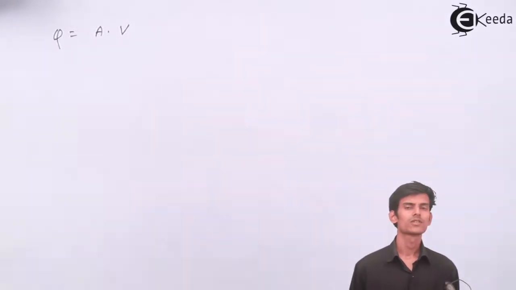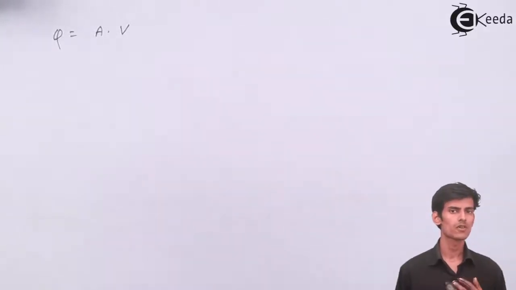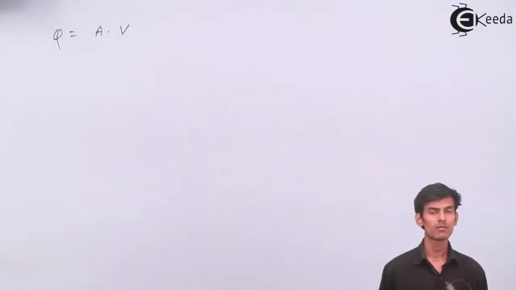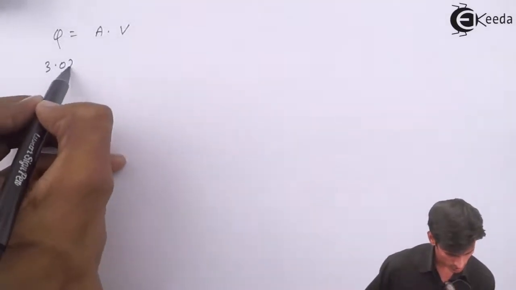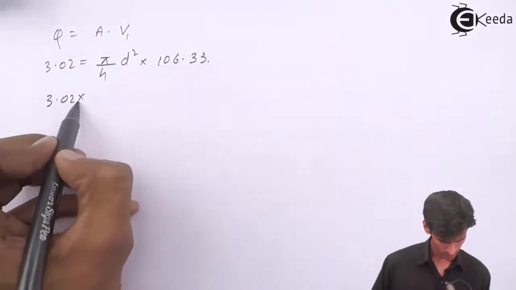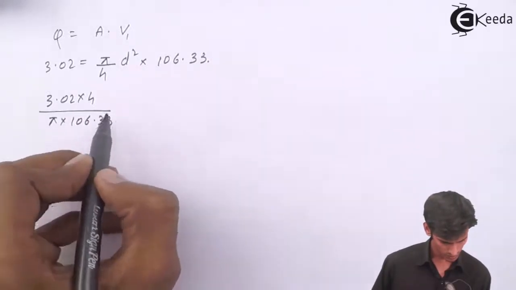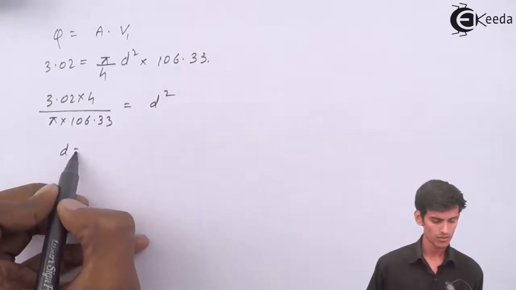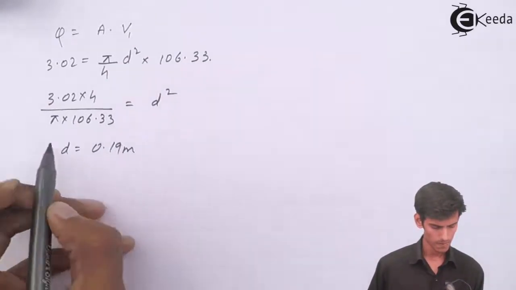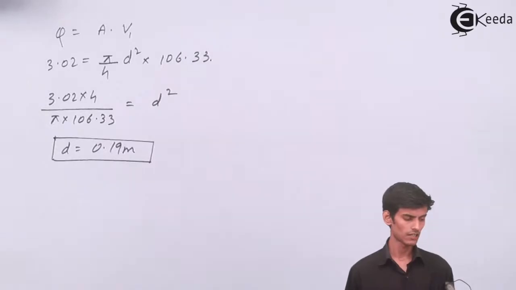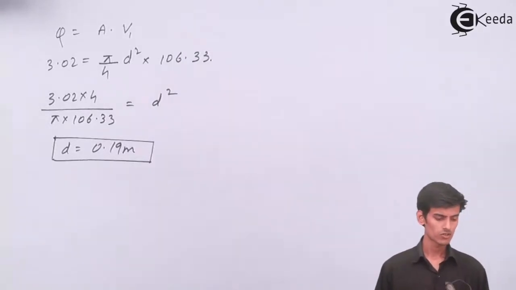Q is area times velocity. The discharge happens through the nozzle, so the area has to be of the nozzle. Once you write the formula of area in terms of diameter, the diameter has to be the diameter of the nozzle. Once you simplify this equation, you get the diameter of the nozzle as 0.19. So the diameter of the nozzle is 0.19 meters. So that was all about this numerical. Let's move on to the next question of Pelton wheel now.